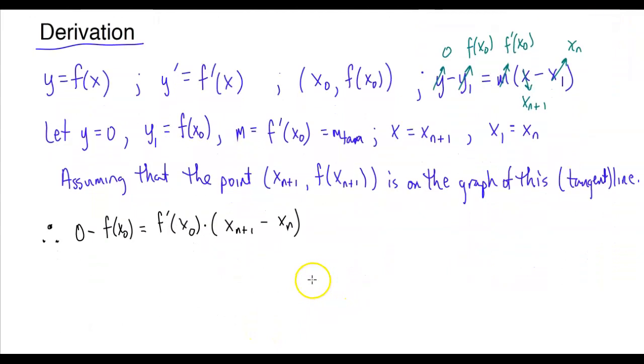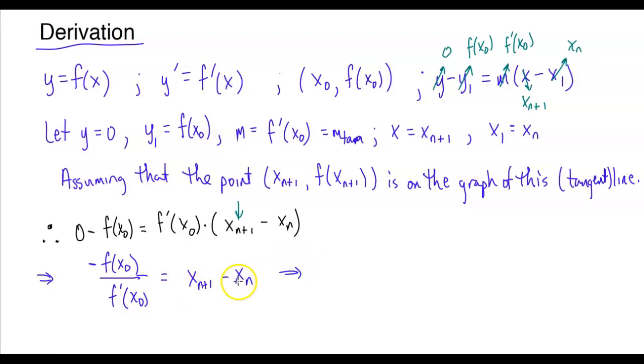And so from here, all we need to do is solve for x sub n plus 1. So what we want to do is solve for this particular variable here. So if we do that, then of course, the first thing we should do is divide both sides by f prime of x sub 0. Okay? So if we do that, then this will be minus f of x sub 0 divided by f prime of x sub 0. And that will be equal to x of n plus 1 minus x of n.